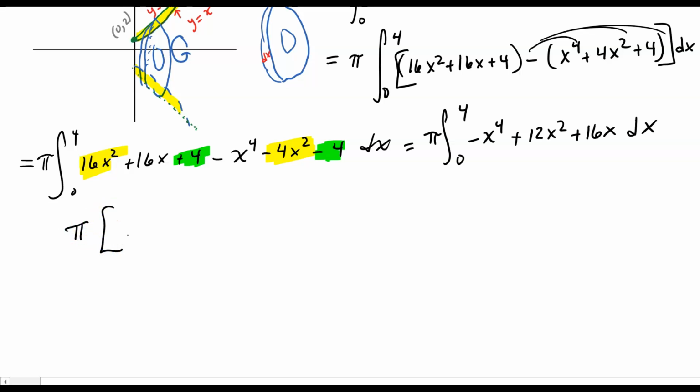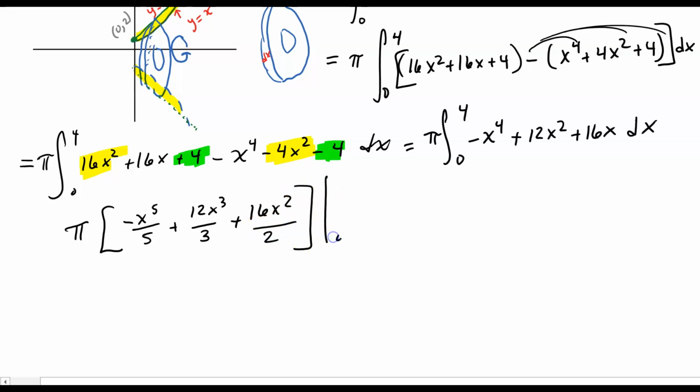We've got the pi on the outside again. We've got a negative x to the 5th over 5, plus 12x cubed over 3, which we're going to simplify in a minute, and 16x squared over 2, which also gets simplified, and we're going to evaluate this from 0 to 4. The nice part about this is that when we plug in 0, we're going to get 0 for everything, so we really only need to concern ourselves with plugging in 4, and then we'll have our answer.